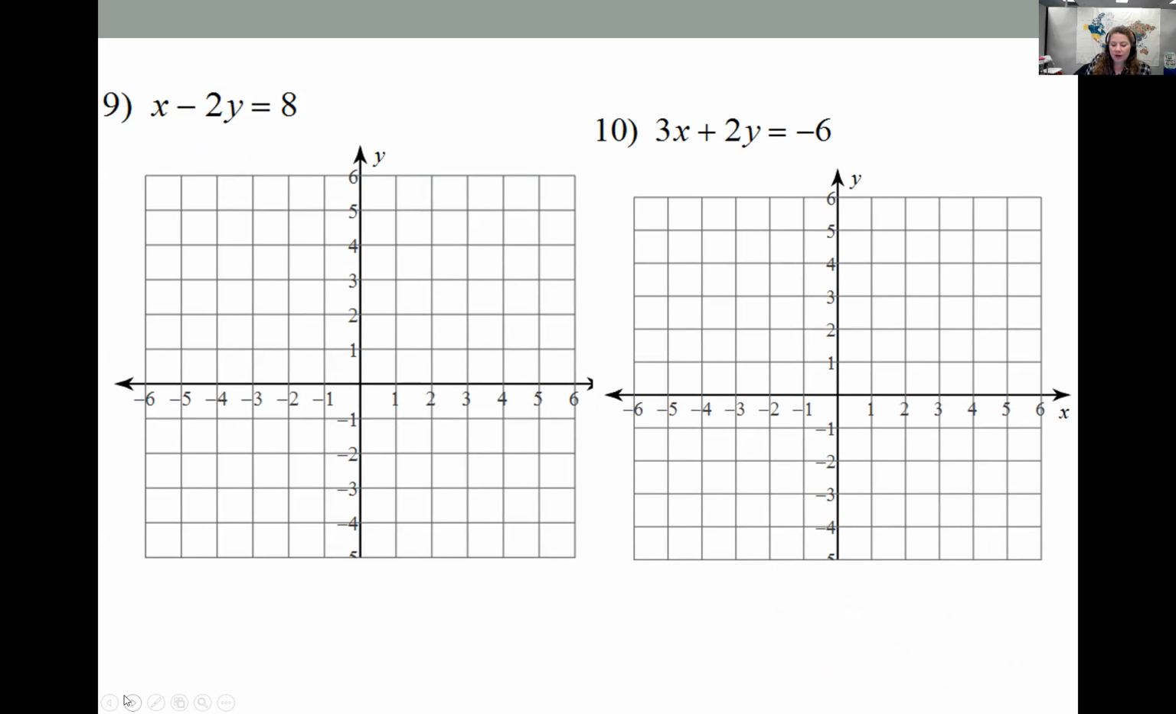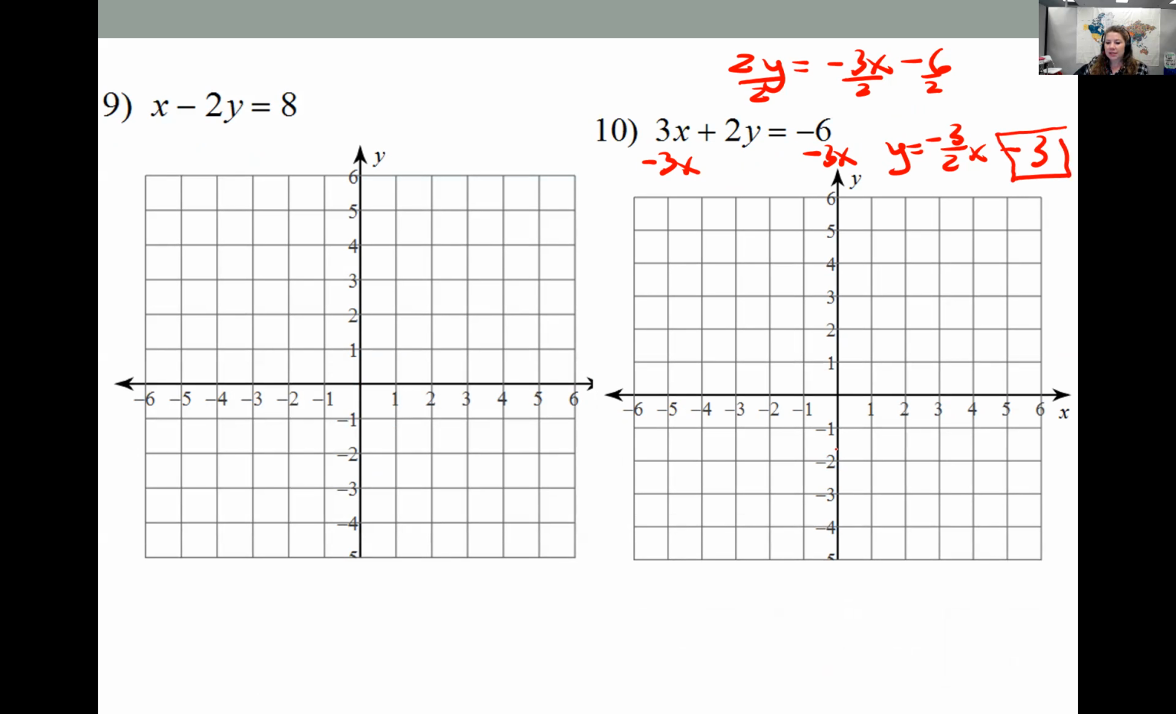Let's do number 10. All right, number 10, we're going to get rid of positive 3x by subtracting 3x from both sides. So then we have 2y is equal to negative 3x minus 6. How do you get rid of times 2? You divide everything by 2. So y equals negative 3 over 2x. And then negative 6 divided by 2 is negative 3. So where do we start graphing? We start at our y-intercept, down here at 0, negative 3.